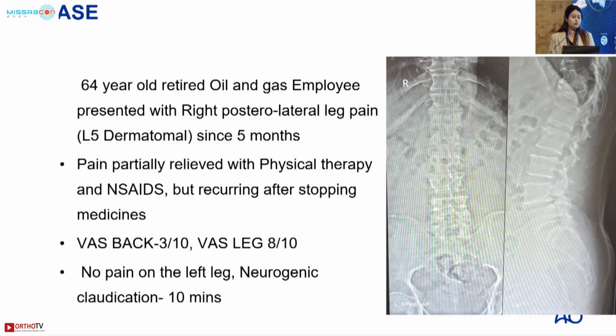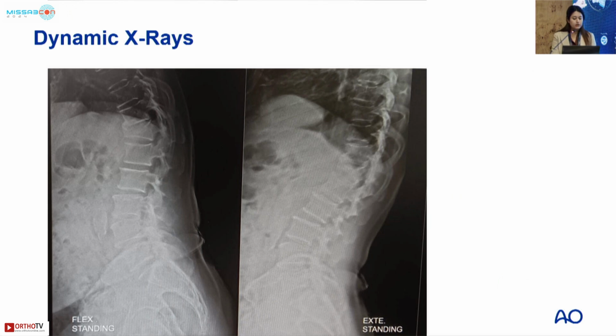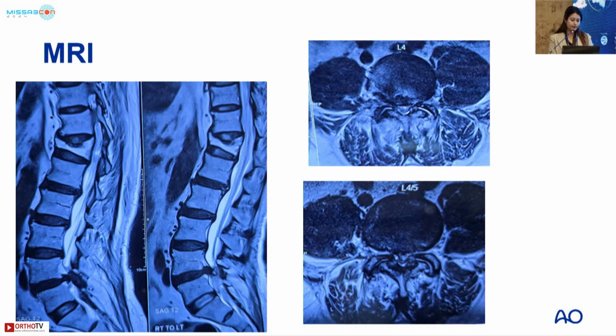Here I present to you a 64-year-old retired oil and gas employee who presented with right posterolateral leg pain since 5 months. Pain partially relieved with physical therapy and NSAIDs, but recurring after stopping medicines. The VAS score for back was 3 on 10 and the VAS score for leg was 8 on 10. No pain on the left leg. Neurogenic claudication was after 10 minutes. This is the flexion extension dynamic X-ray, standing X-rays of the patient.